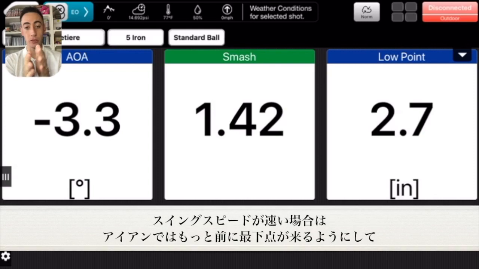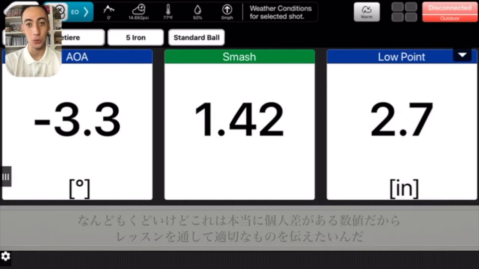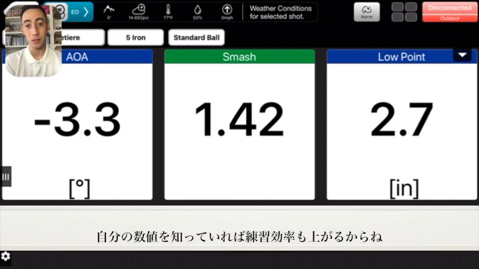Faster clubhead speed players can get away with being a little bit more ahead of the golf ball throughout most of the swing. But again, we're hoping that you've already taken a lesson, and I've told you the low points that are good for your particular golf swing that would make your practice the most beneficial.